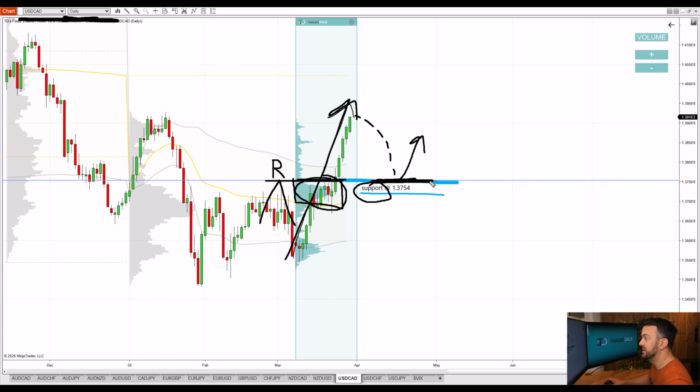Now we simply need to wait for the price to retrace back, and when it does, then go long from there. Okay, so that's that.